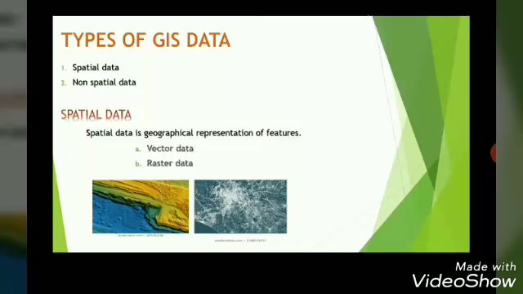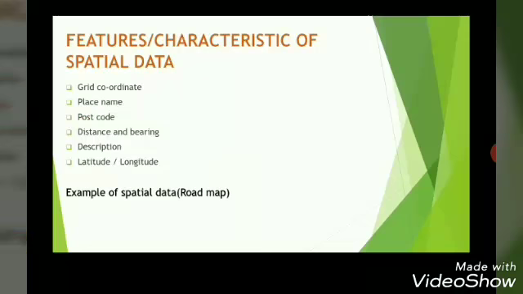Next is the types of GIS data. GIS data is broadly classified into two types, spatial and non-spatial. Spatial data is a geographical representation of features. In other words, it is what we actually see in the form of maps on a computer screen. These are further classified into vector data and raster data.